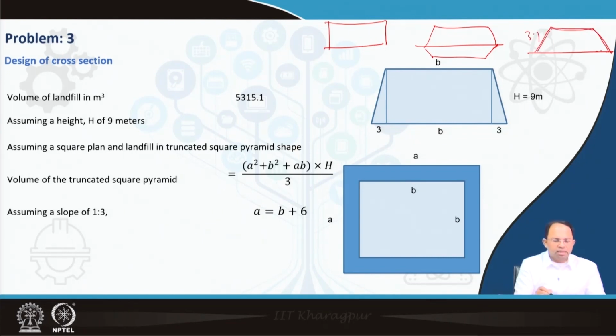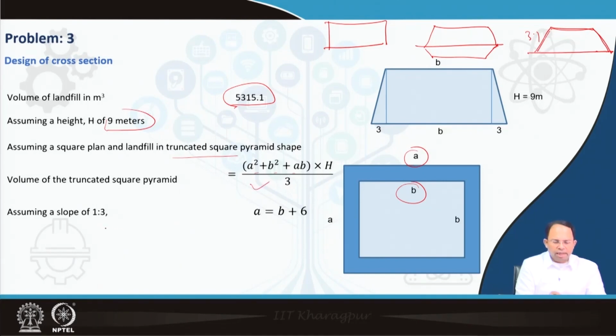So over in this case, we have this land, the total volume is given. This is the volume of the landfill site. This height is 9 meters. Assuming a square plan, the landfill is like a truncated square pyramid. So the volume of a truncated square pyramid is this one: (a² + b² + ab) × h / 3, where a and b are the sides. Squares, of course, because a truncated square pyramid has square bases. So the bottom base has a length of a, the top base has a length of b. So that is what the formula is.